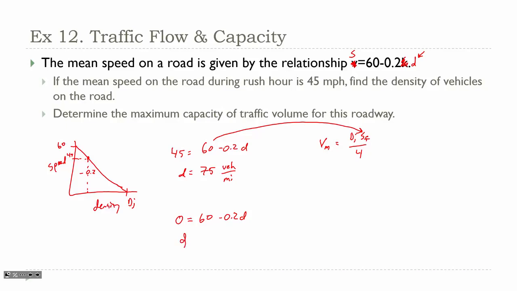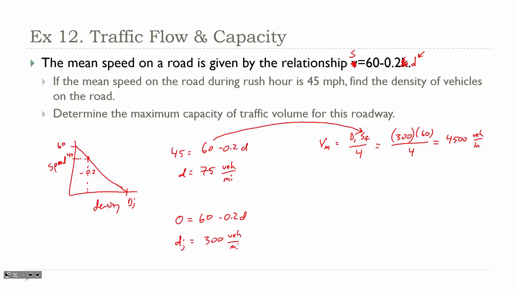So D sub J is 60 divided by 0.2. So we would have 300 times 60 divided by 4. That is a lot of vehicles. I'll assume that that is not per lane, so there are multiple lanes being accounted for here.